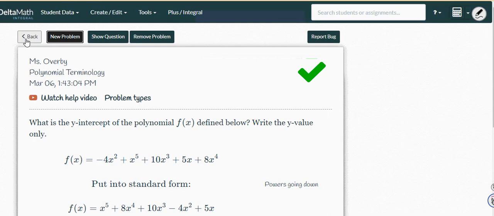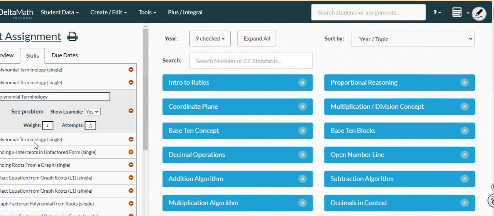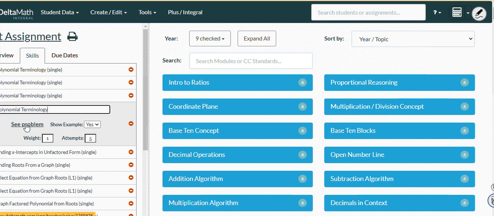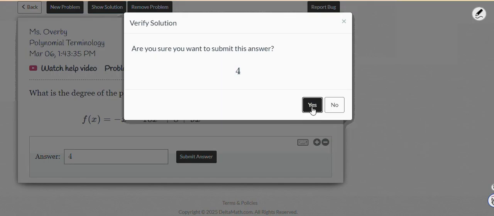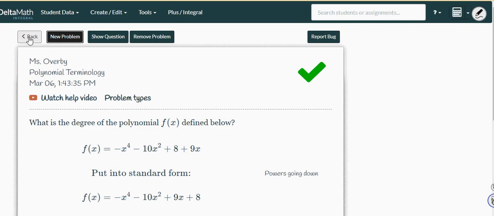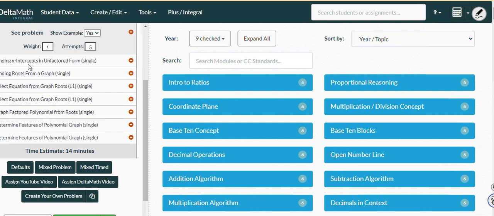Okay. Let's go back. And the last one, let's see what this one is. What is the degree? So it's asking us to find the highest power, and that's our polynomial degree. So our highest power is 4. So our degree is 4. All right. We good so far? You'd stop me if you have questions, right?